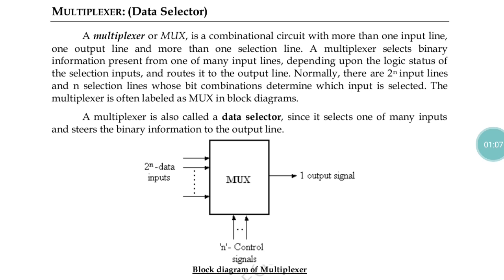So it can select any one of the data from the input lines. The output will correspond to any one of the inputs, based upon the n control signals. In this case we have 2 to the power of n input lines, which means we must have n control signals or control lines, and only a single output. This will be clearly shown in the block diagram of the multiplexer.